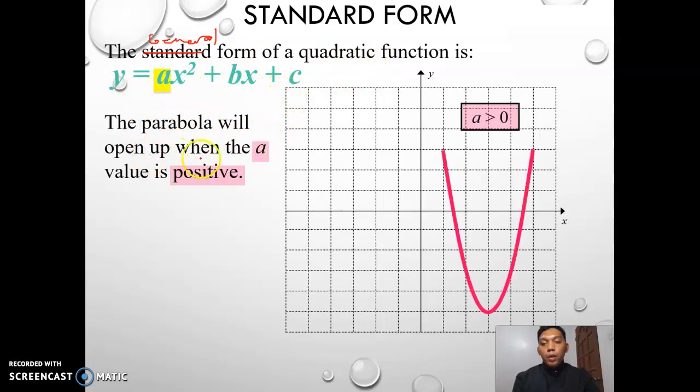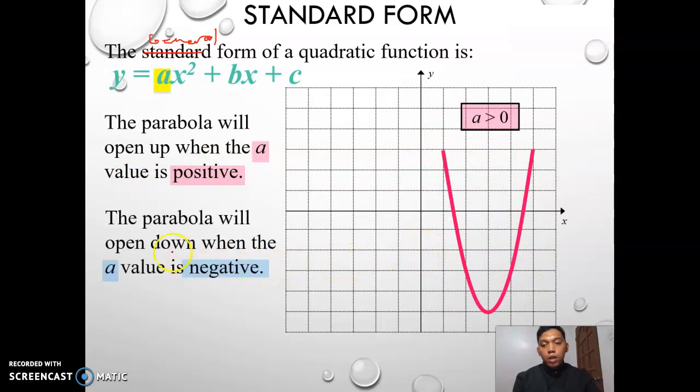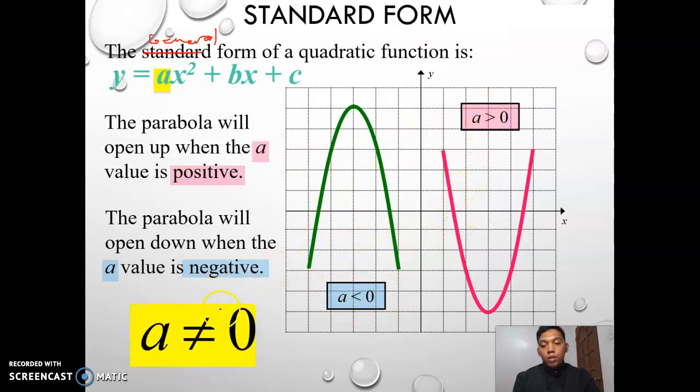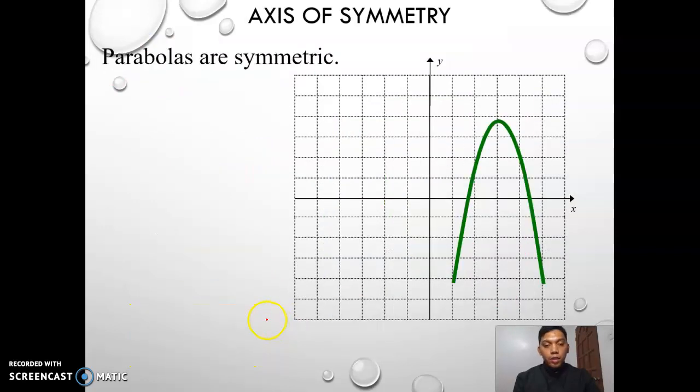The parabola will open up when the a value is positive, a greater than 0. And it opens down if a is less than 0, or negative. So it faces down if a is negative, and faces up if a is positive. Again, a must not be equal to 0 at all times. It's either negative or positive.